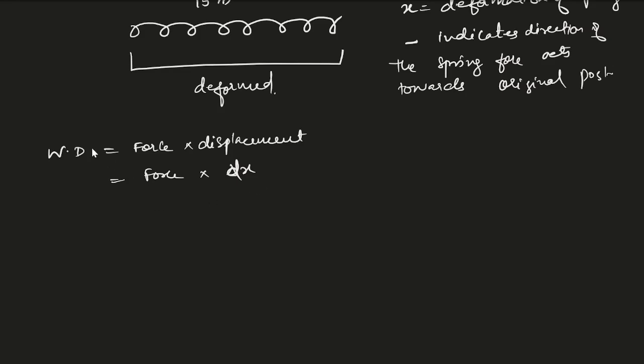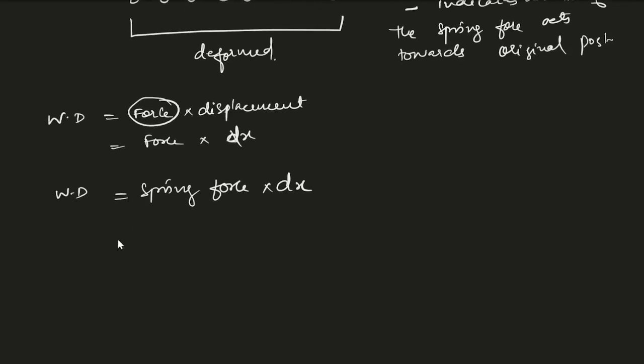So now we are talking about work done by spring force. So here this will be replaced by spring force. So work done will be equal to spring force into change in distance, right? So we know that spring force is equal to minus k into x. Okay, so this will be dx.